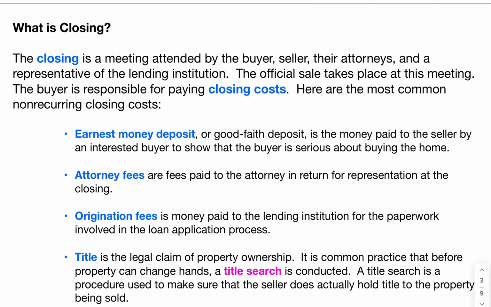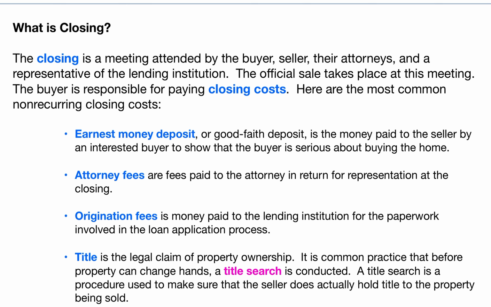Okay, so what is closing? Closing in general is a meeting that's attended by you, the seller, your attorneys and their attorneys, and then a representative of the lending institution. Now that may not always be the case. Sometimes it's just you and your attorney, and all of the other necessary paperwork that the other parties need to complete has already been completed, and so it's just a smaller party. At the closing, this is when the official sale takes place, and assuming that all the documents are signed, you will take possession of the keys to the home.